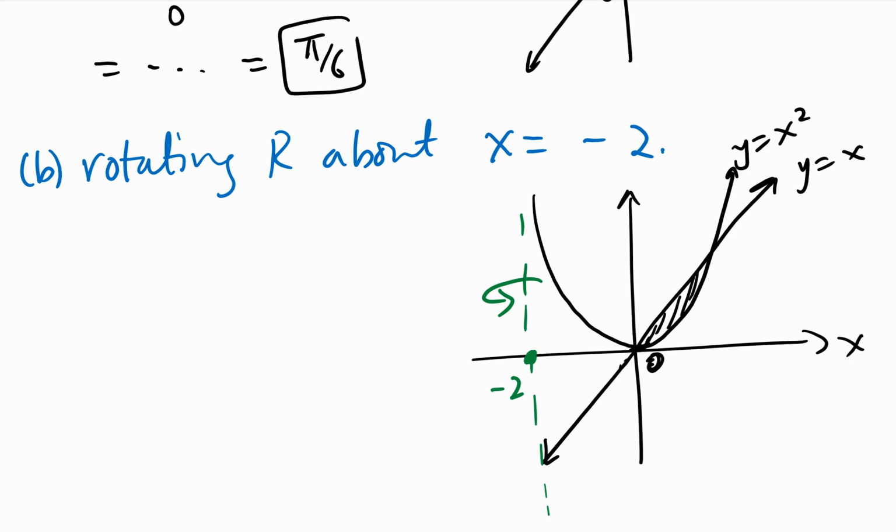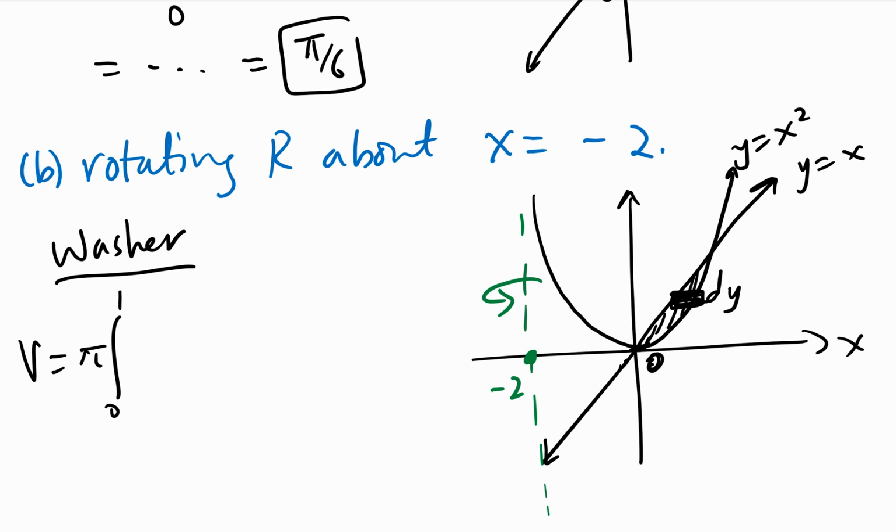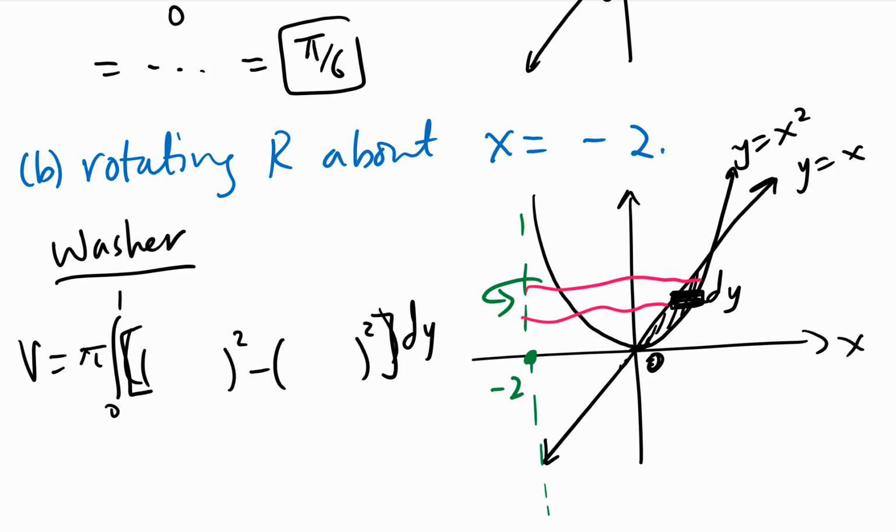If you want to use washer first, like last time, the rectangle would be perpendicular, like that. So I have a dy, pi, again, 0 to 1. Something squared minus something else squared. So that would be this minus this. The whole thing is 2 units plus the x of x squared, which is square root of y, minus 2 plus y.